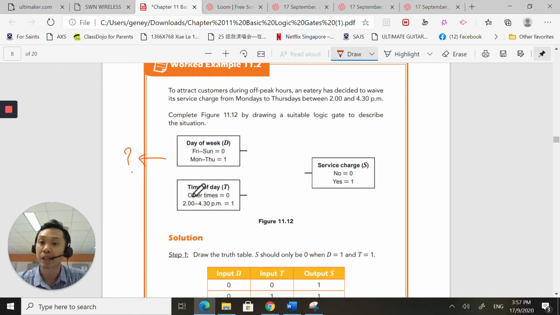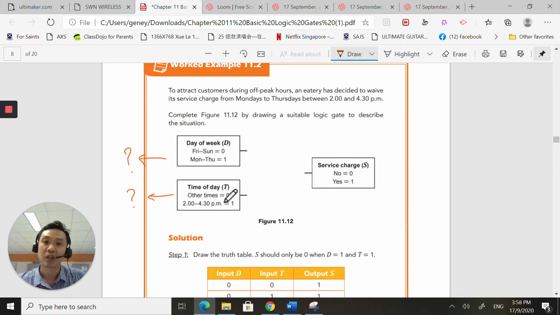Okay, so same thing for time. I don't know and I don't care. This should apply to a lot of you. I'm going to use it on you now. I don't know and I don't care how I get this 0 and 1. All I know is that there's this situation, 2 to 4:30. Let's give that a high. Any other times, I'm going to give it a low.